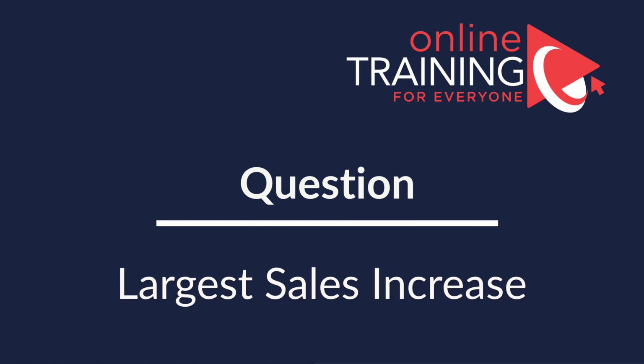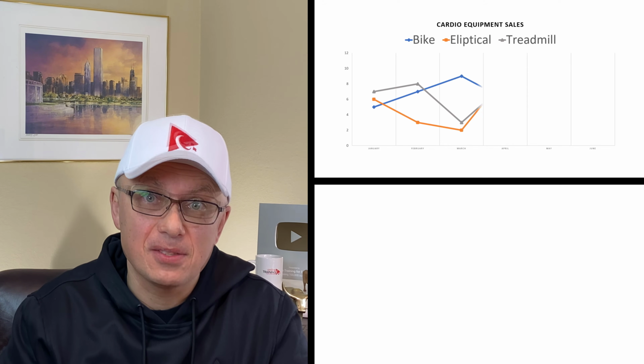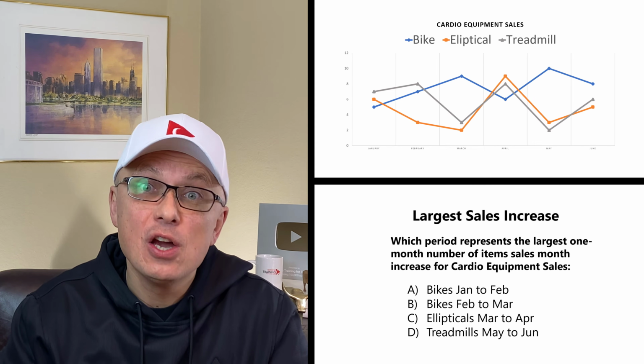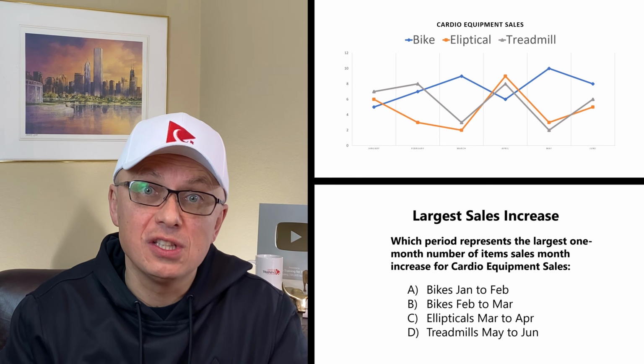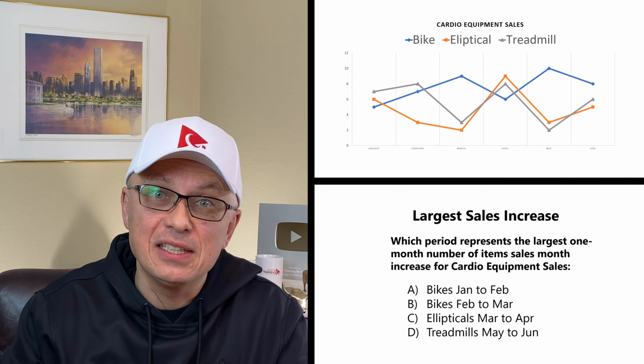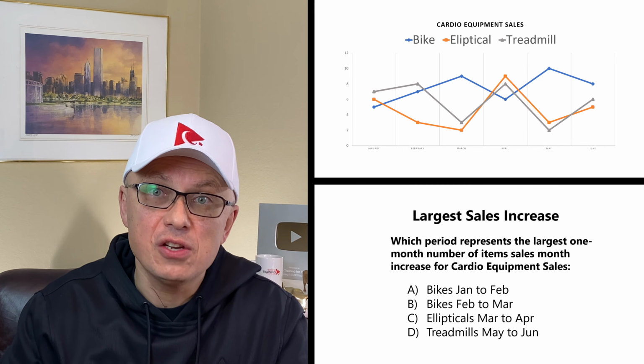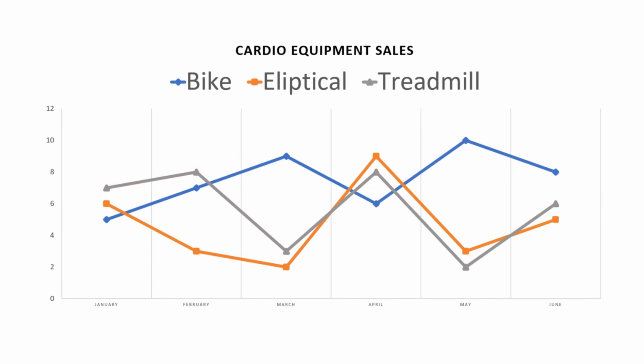A lot of times you might get a question which asks you to determine the sales increase. You're typically presented with a graph, which shows lines that represent different sales. In our case, we are presented with a chart that shows sales of cardio equipment from January to June. Sales of bikes are represented by the blue line, sales of ellipticals by the orange line, and sales of treadmills by the gray line.